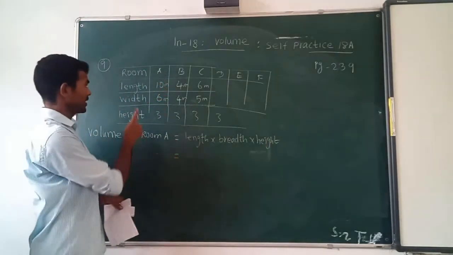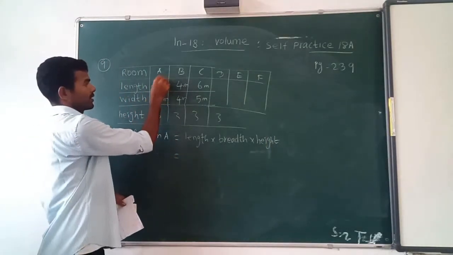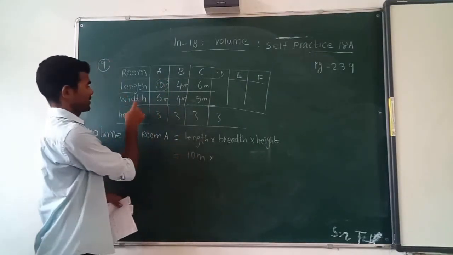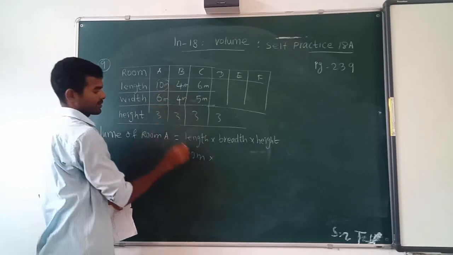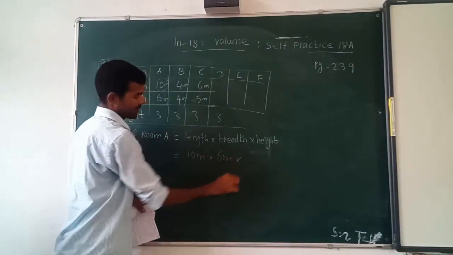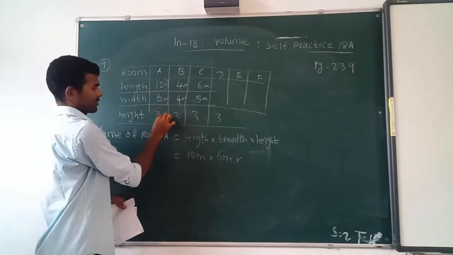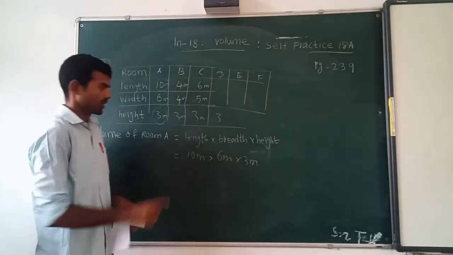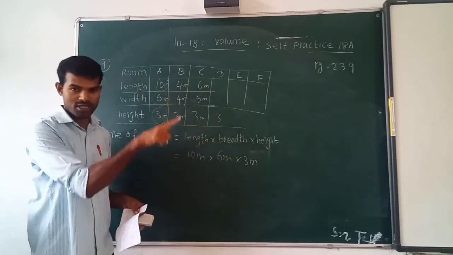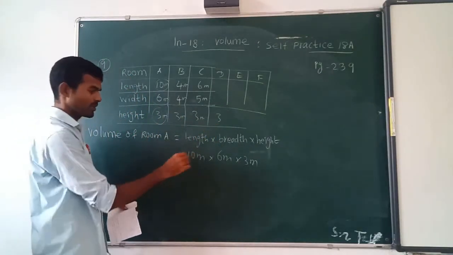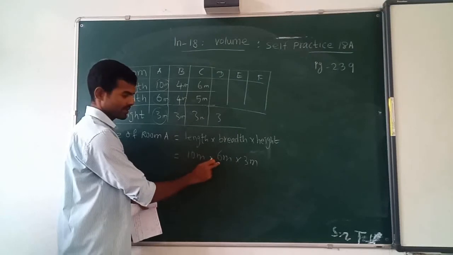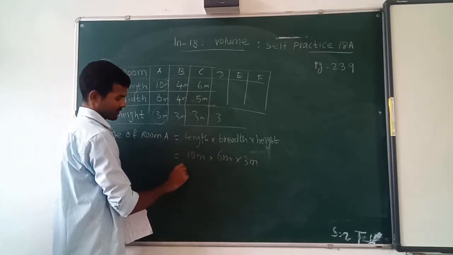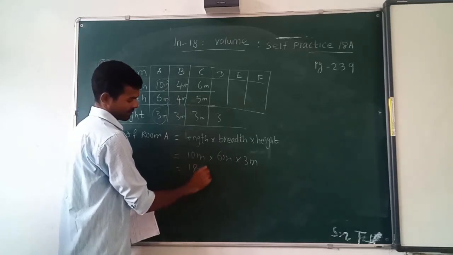So what is the length? 10 meters. Breadth is 6 meters. And height is 3 meters, which is given in the question itself. So now multiply everything. 10 multiplied by 6 is 60, and 60 multiplied by 3 is 180.